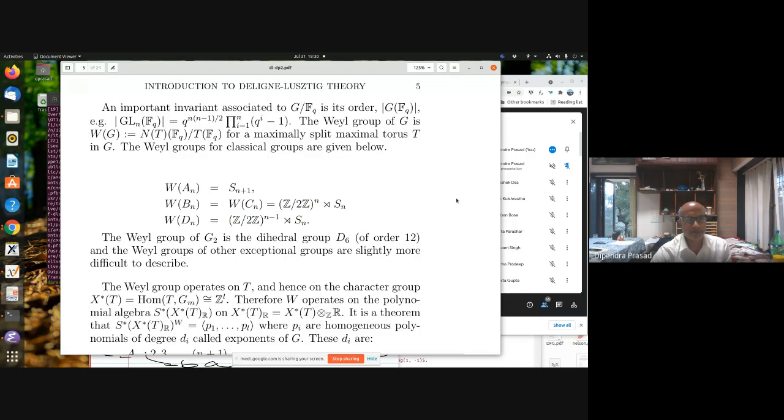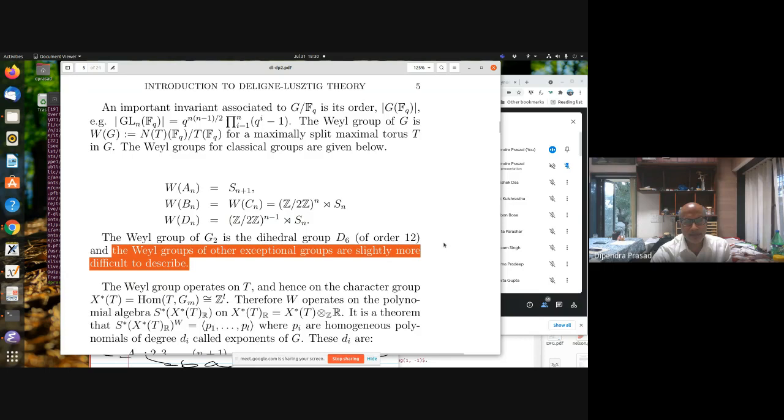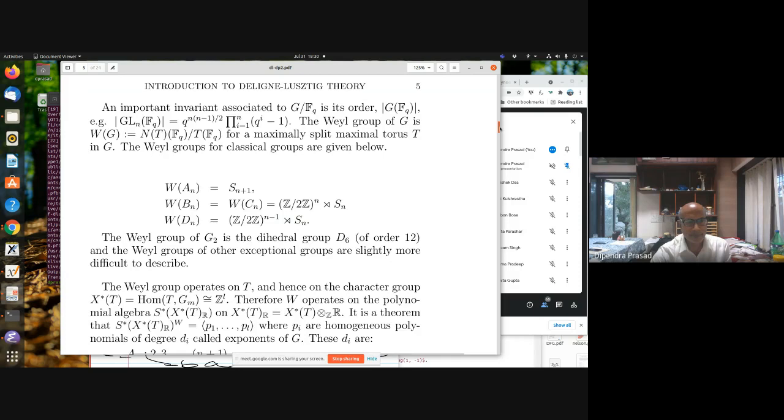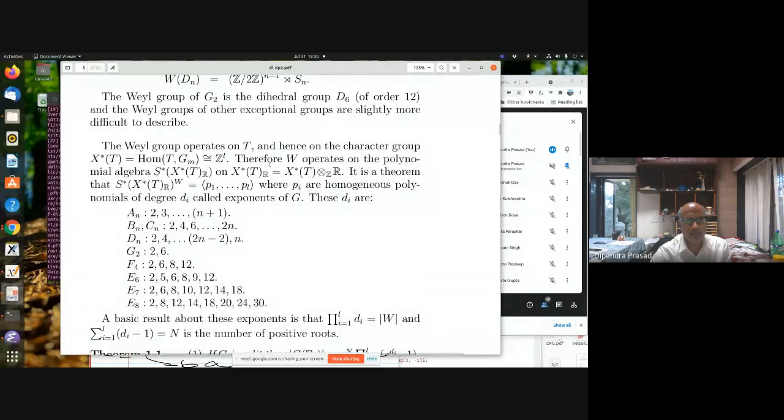OK, and I do not know whether you people have enjoyed thinking about Weyl groups of exceptional groups. But just like exceptional groups, their Weyl groups are also quite beautiful. So the Weyl group operates on the torus, hence on the character group of the torus, and you look at the polynomial algebra on the character group.